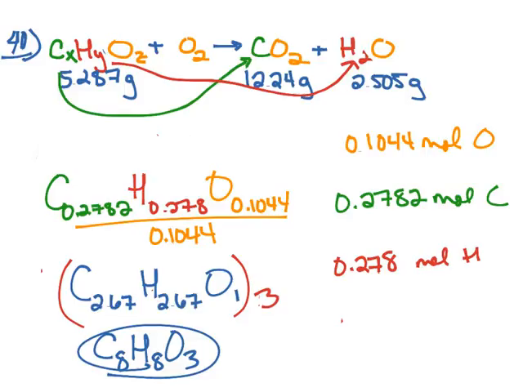So again, to summarize, I'm using the products to isolate my masses of each individual element. The oxygen I found isolating it by subtraction. Then I convert the masses of each element into moles of each element. Then I can use those moles to come up with the mole ratio or the subscripts for my formula.